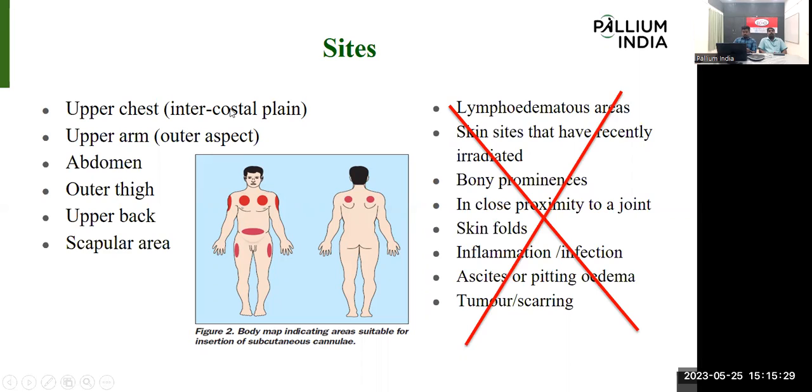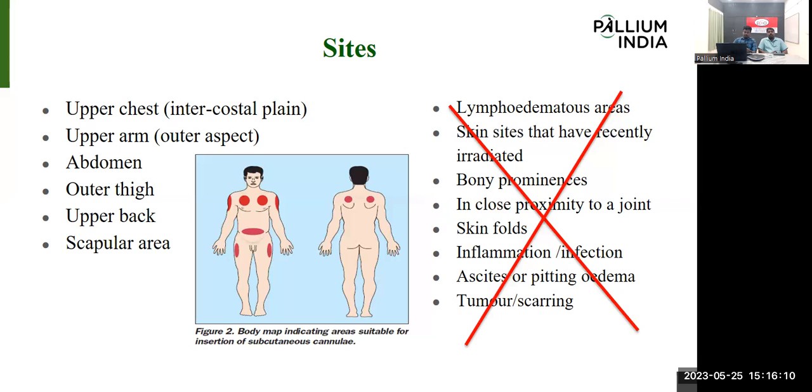First one, lymphedematous area. Mainly if the patient is suffering with CA breast, the affected limb may already have lymphedema. There is fluid accumulation there. If again we give the injection in that limb, it will not absorb at all. So we cannot give in lymphedematous areas. Then recently irradiated skin or scar marks. Those skin sites we also cannot use. Then bony prominences and regions near a joint.